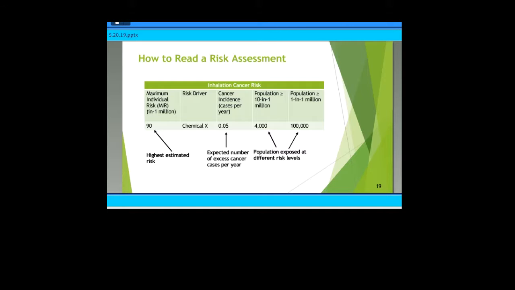And then again, the population would be 4,000 people that have a risk greater than or equal to 10 in a million, so somewhere in between 10 and 90. And then the last column is people at or above 1 in a million, which is 0 to 90 in a million. So that's the table.